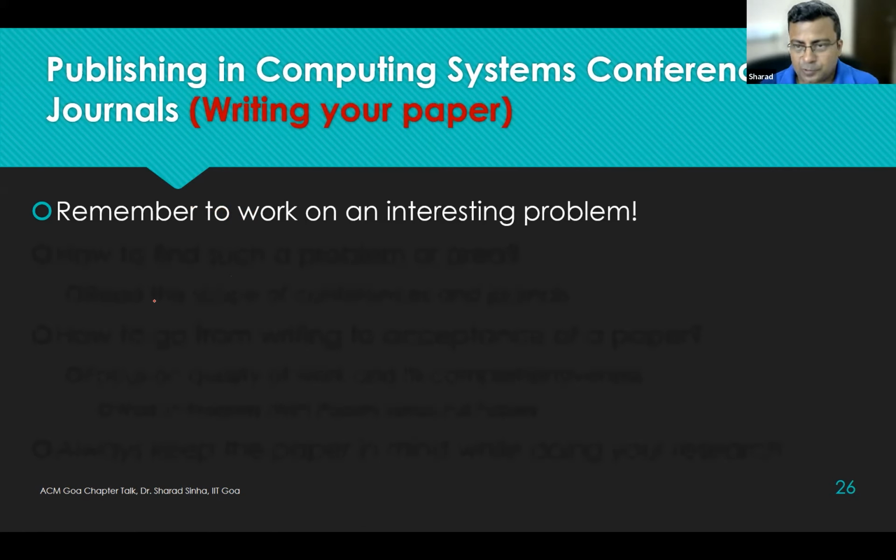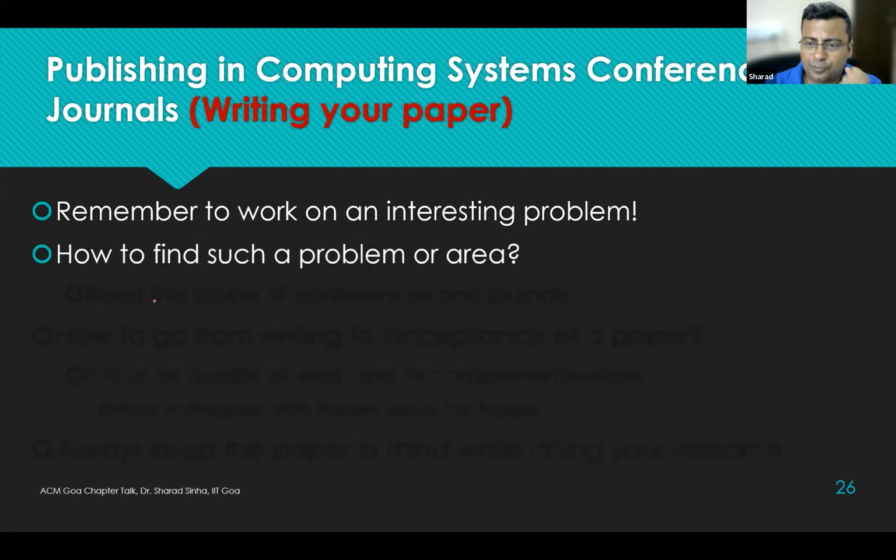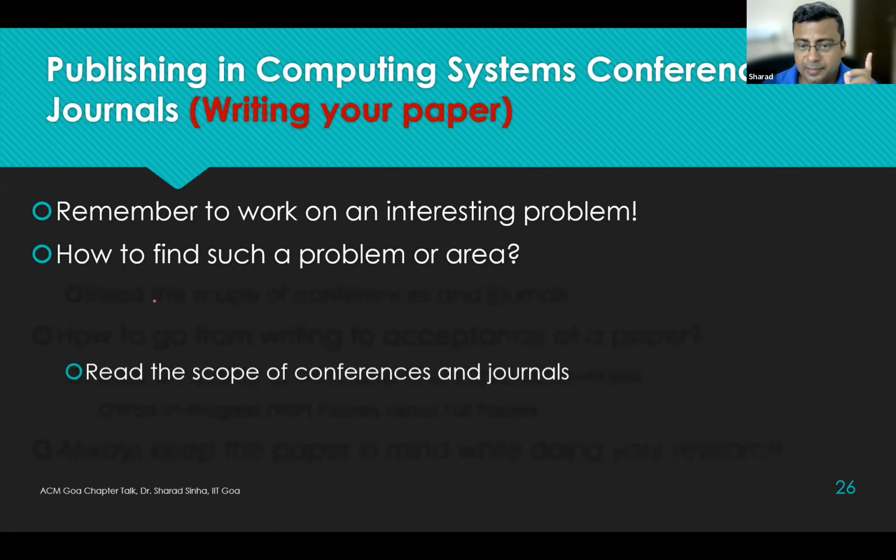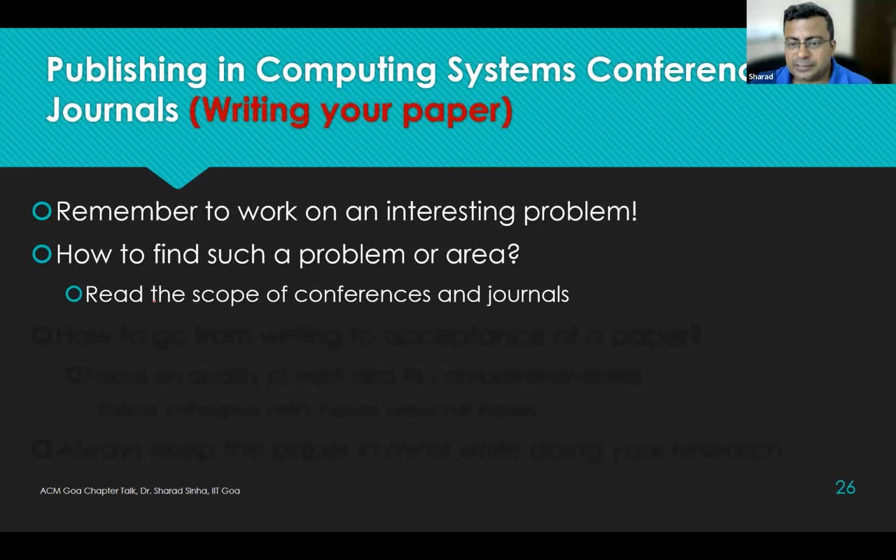Now, since one is talking about publishing one's paper, and I mentioned earlier that you should work on an interesting problem, how do we find such a problem or area? Again, one should look at the scope of conferences and journals. They are very good reference points to understand the breadth of work that is being taken up by researchers in a particular domain. So the keywords that come out in the call for papers, or the keywords mentioned in the journal scope, one should read them. That gives a lot of information about what all possibilities exist, and then write your paper.